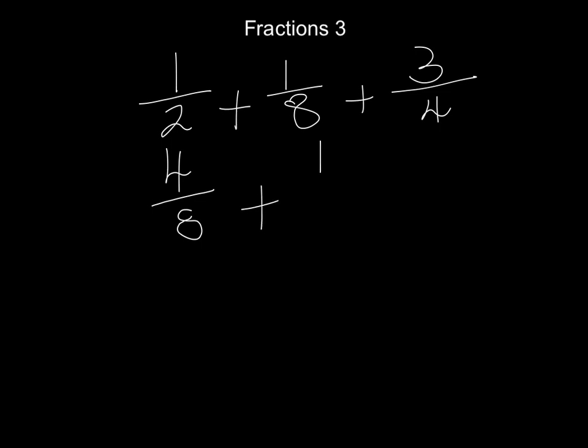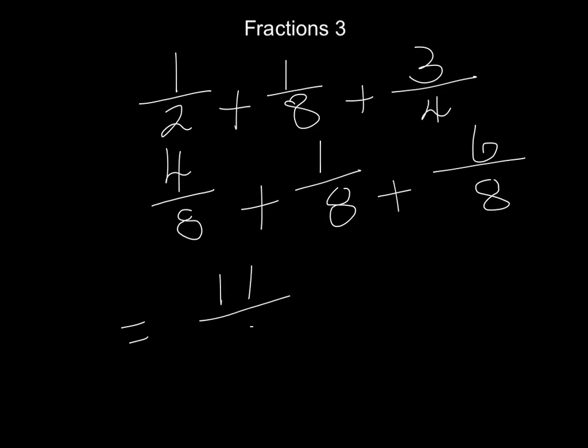We will keep this fraction the same, and now we need to double this fraction to get 8 on the bottom. Then we'll have 2 times 4 is 8, 2 times 3 is 6. Now all three fractions are in the same family. We are allowed to add them. 4 plus 1 is 5, 5 plus 6 is 11. And the family is 8.